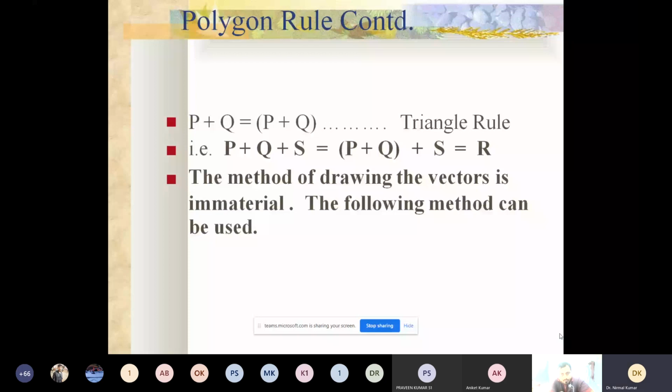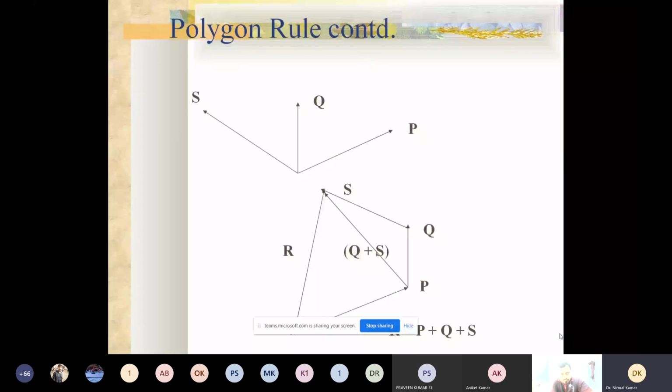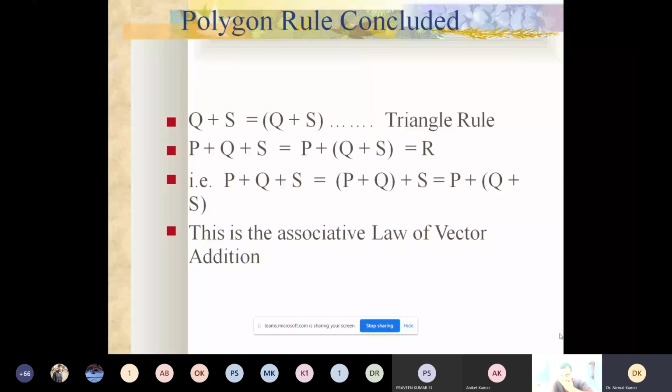Now you see another type of arrangement where we can write vector P plus vector Q plus S equivalent to R, and therefore this is called the associative rule. Vector P plus Q plus S equivalent to vector P plus Q plus S equivalent to R. This law is known as the associative law of vector addition. You may know this too, and if you do not know, then learn this much. There is nothing in it, it is simple geometry. It is simple geometry, each and every one can learn it.